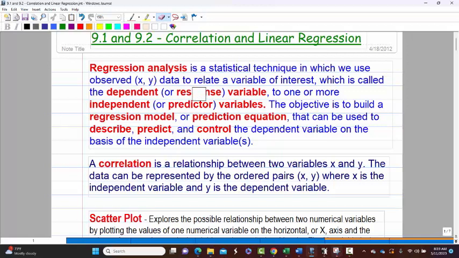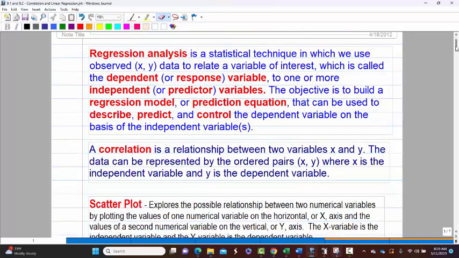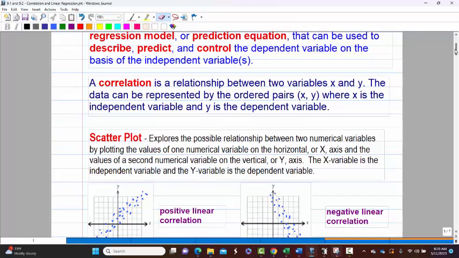So we're looking to come up with what's called a regression model, prediction equation, or least squares line. It has several names. It's a line in the form y equals mx plus b, and you're trying to use x to predict y based on the relationship of the variables, which we'll talk about first, involving something called correlation. A correlation is a relationship between two variables, x and y. The data is represented in ordered pairs, as I was mentioning, where x is independent and y is dependent.